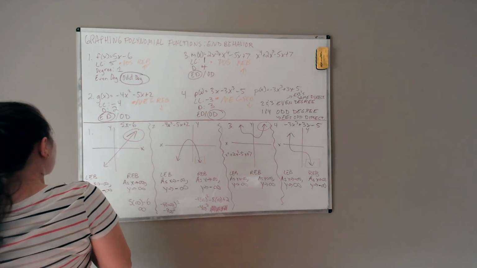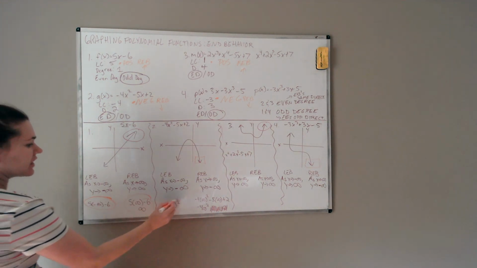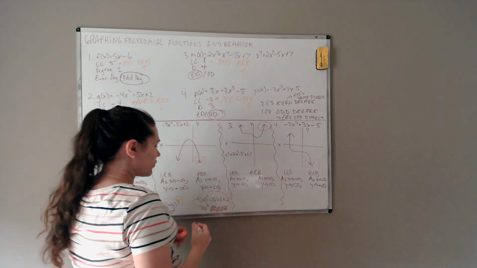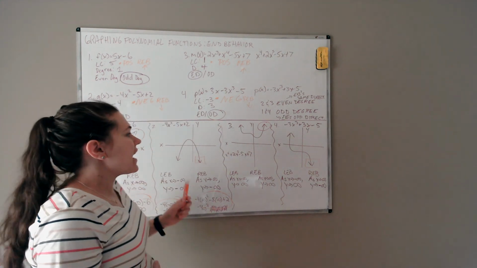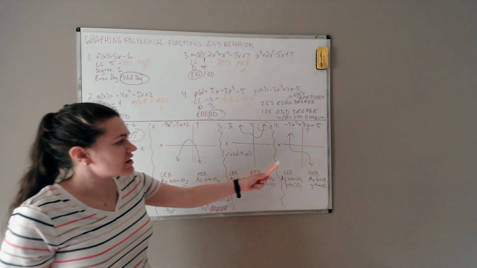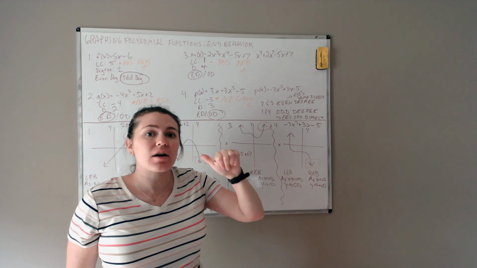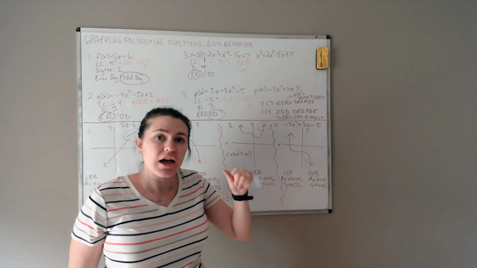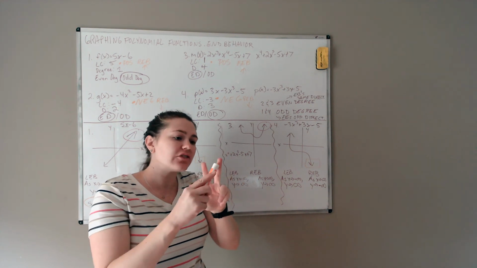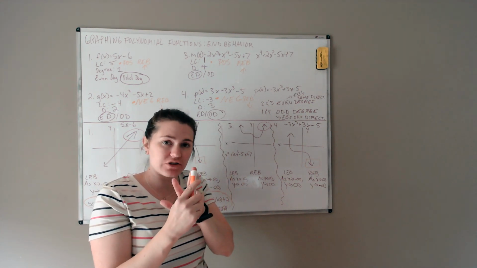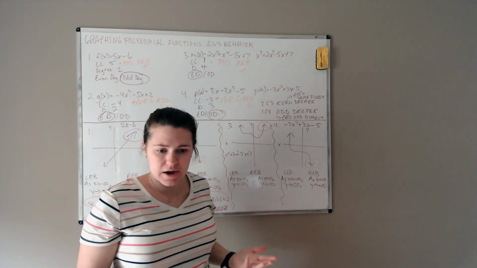So you don't have to do this work where you plug it in all the time. If you know that you're working with end behavior of a polynomial function, it has to be one of these 4 cases. It has to either be even degree with a leading coefficient that's positive, an even degree with a leading coefficient that's negative, an odd degree with a leading coefficient that's positive, or an odd degree with a leading coefficient that's negative, okay?